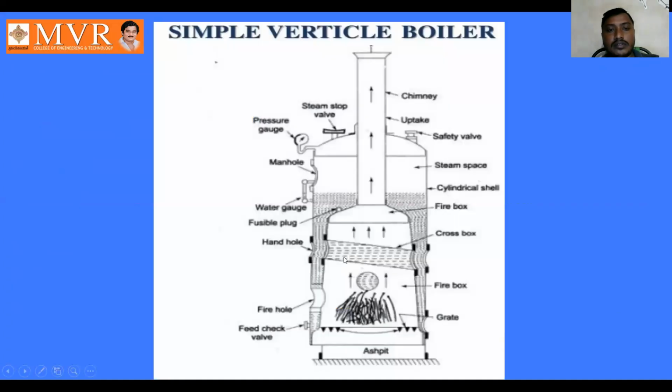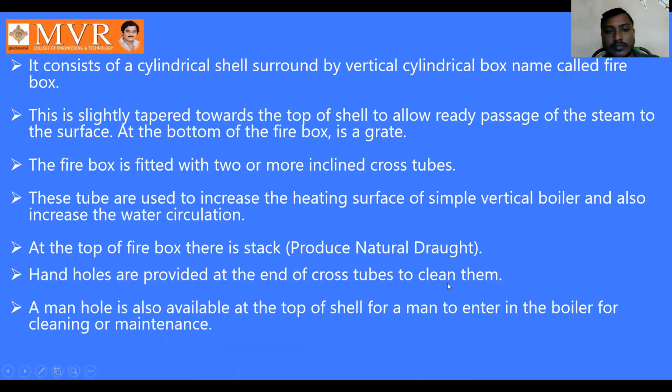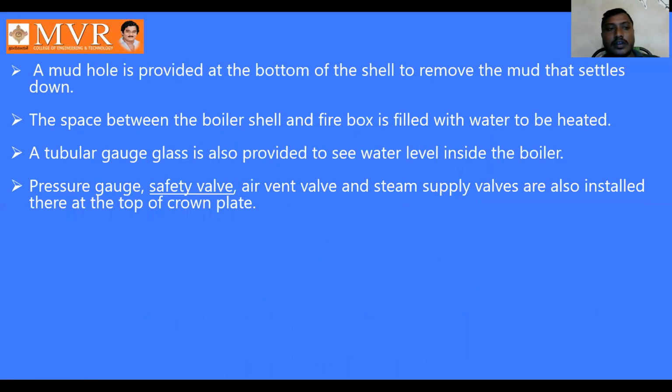See here, we can observe the firebox. We have the stack here. Hand holes are provided at the end of the cross tubes to clean them. For cleaning purposes, we use the hand holes. A manhole is also available at the top of the shell for a man to enter the boiler for cleaning or maintenance purposes. A mud hole is provided at the bottom of the shell to remove the mud that settles down. The space between the boiler shell and firebox is filled with water to be heated.